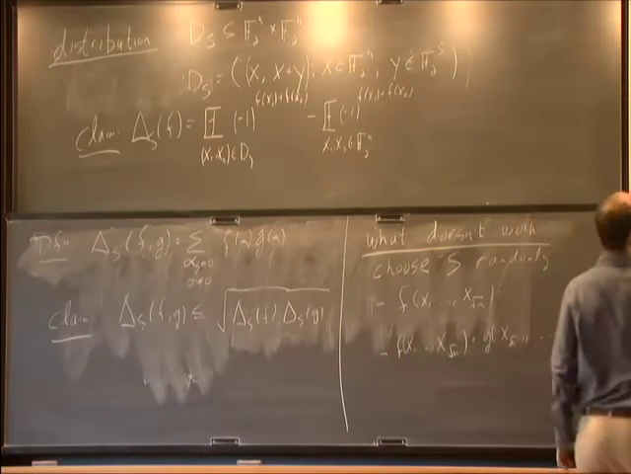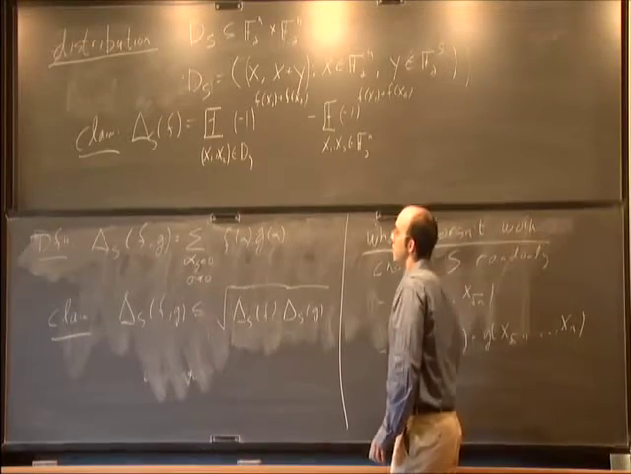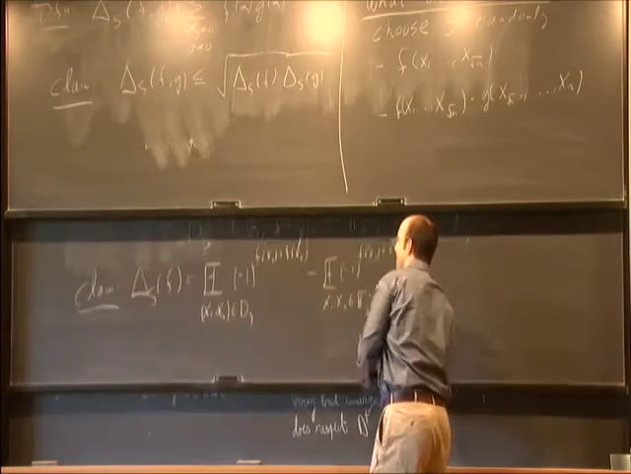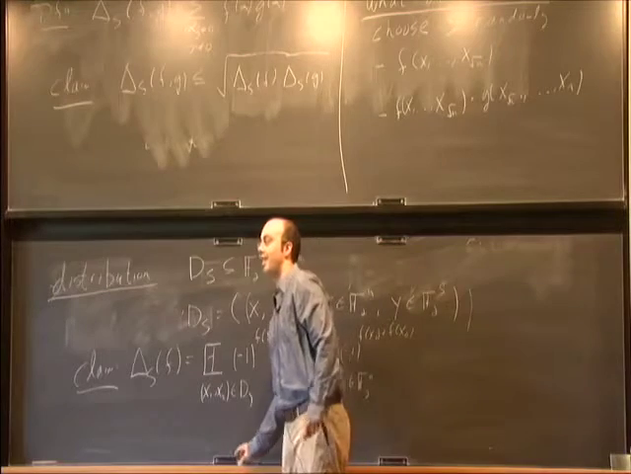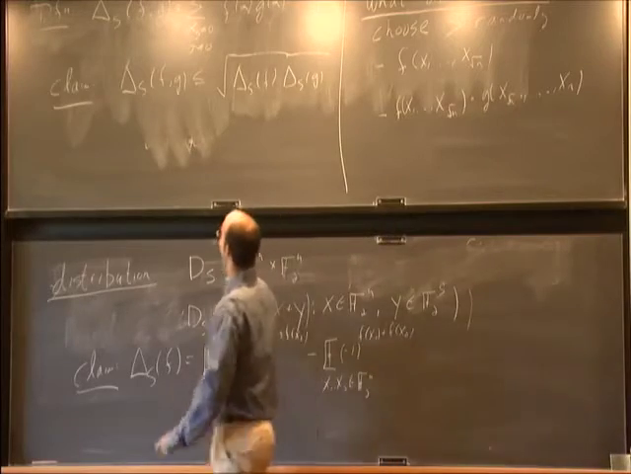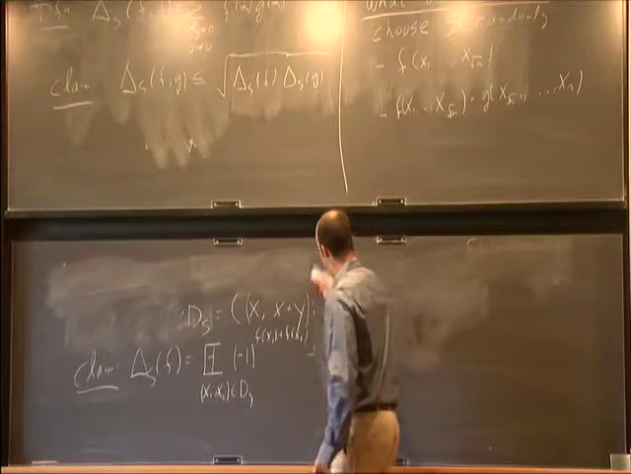I'll also copy this distribution D_S here, since we also need it. D_S will just be this distribution of x plus y, where x is in F2 to the n, and y is in F2 to the S. So I think we have the theorem and some definitions here.